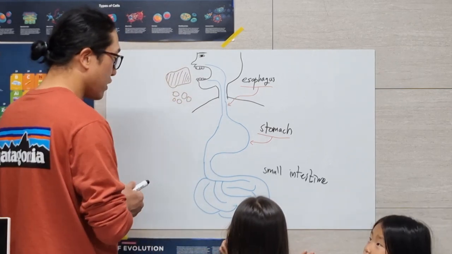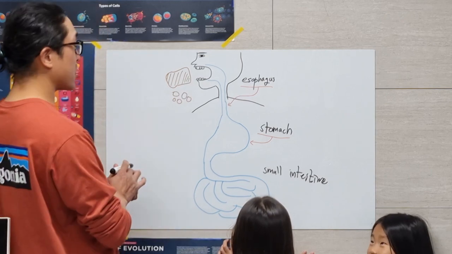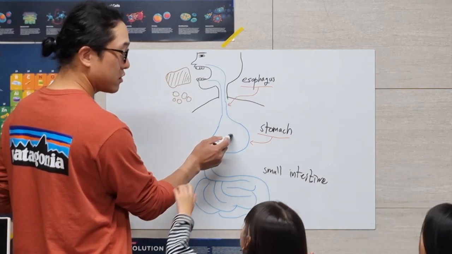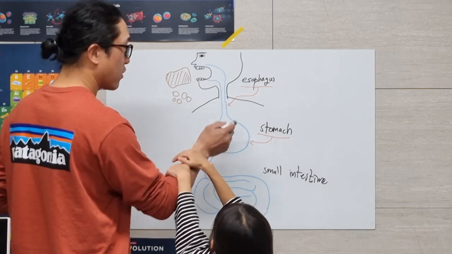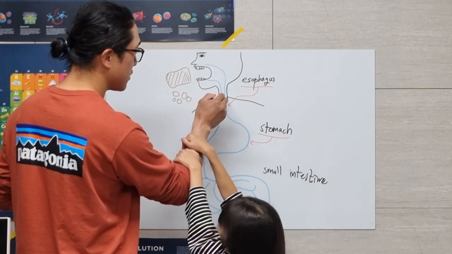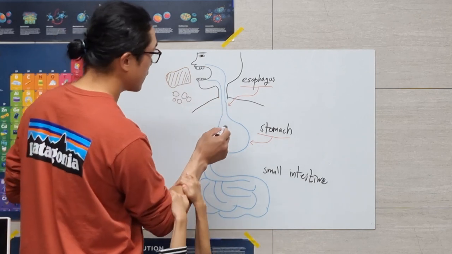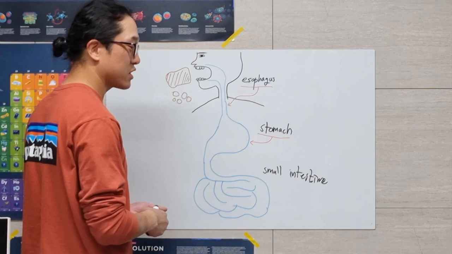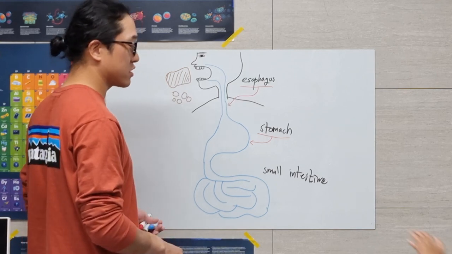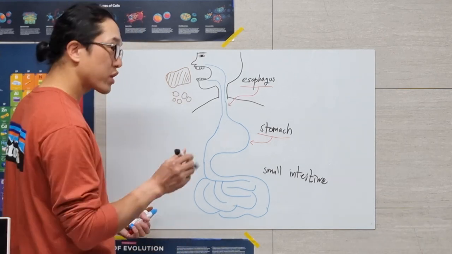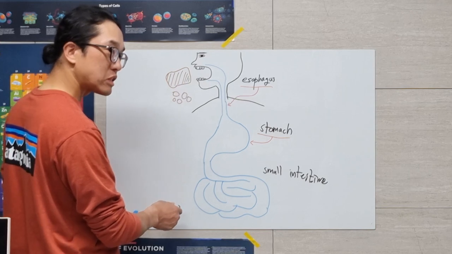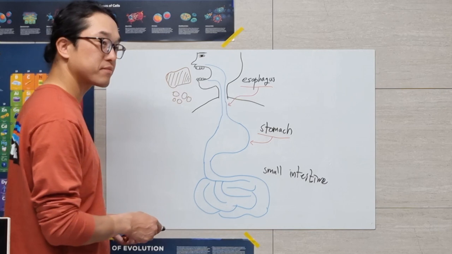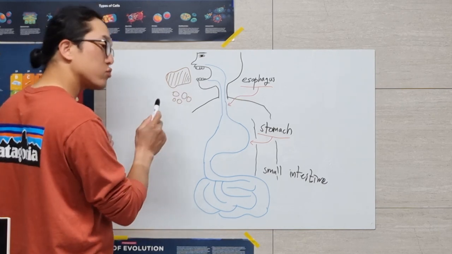Repeat after me. Small intestine. Large intestine. What is this? Stomach. What is this? The long tube. It's the esophagus. Esophagus. Great. We can absorb the nutrients through the small intestine. Turn into nutrients.